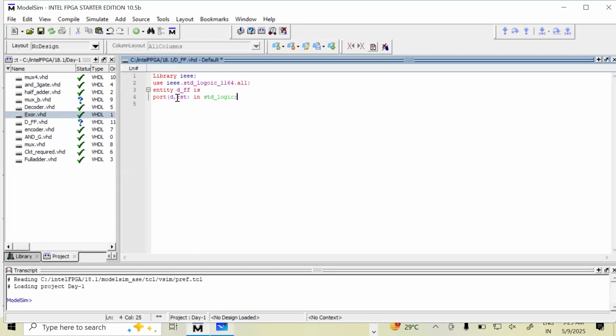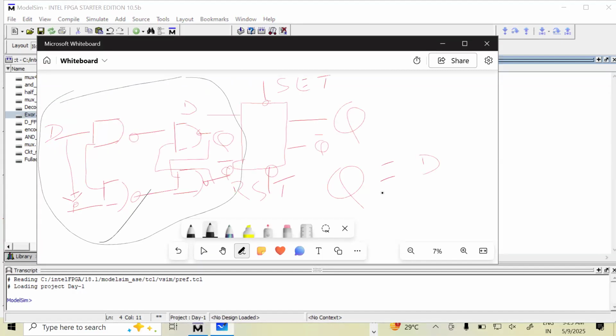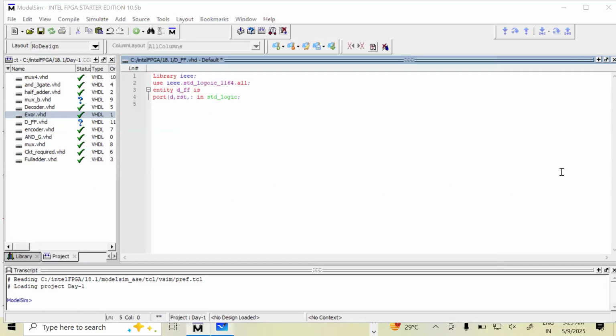Then is colon, and then you have to use clock also, since here at the common input you have to use clock. You have to use clock at the common input, and that clock may be phase triggered, level triggered, like that.